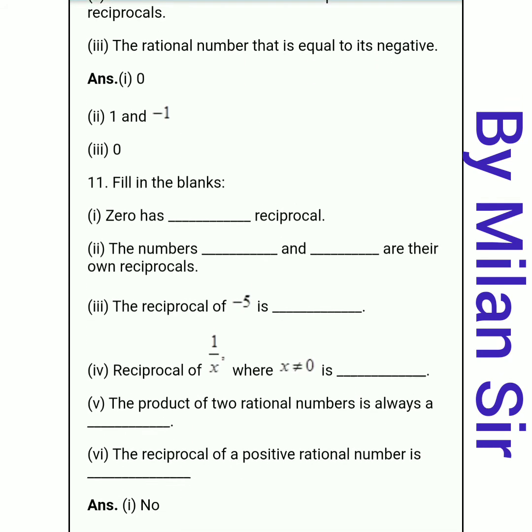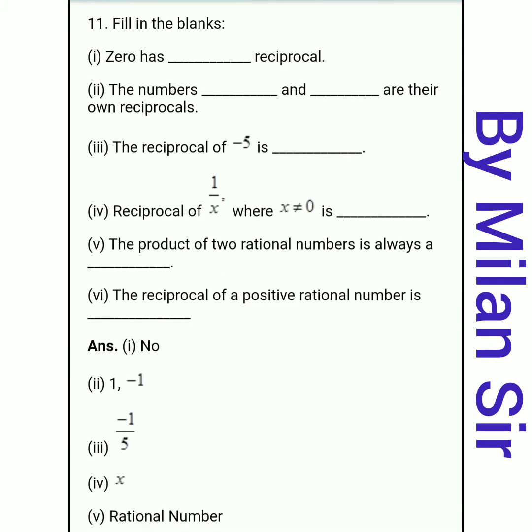Okay. Then question number 11. Fill in the blanks. 0 has blank reciprocal. Now 0 does not have a reciprocal. So here we need to write no. 0 has no reciprocal. Right?